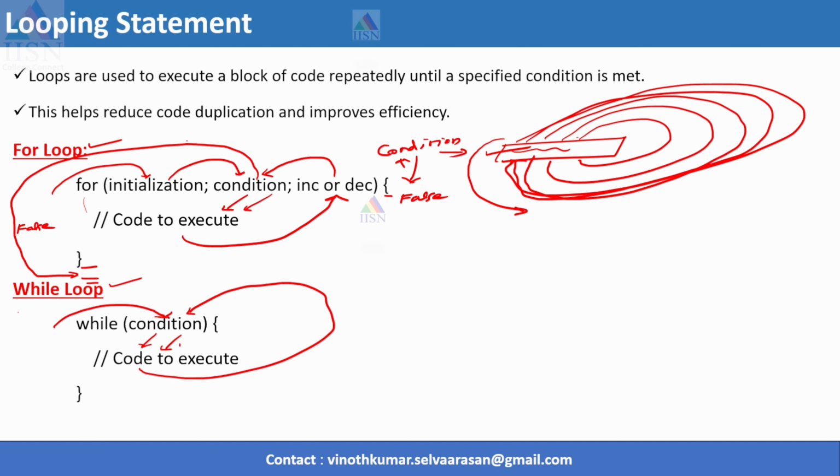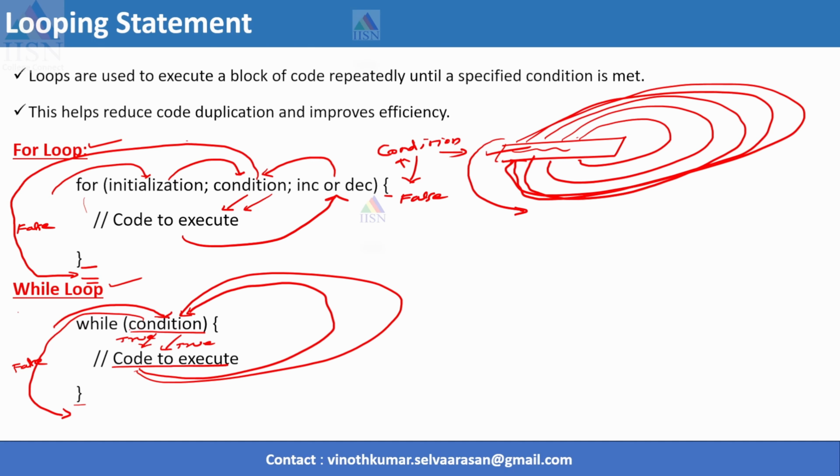If the condition is true again, it is going to get inside and execute the code inside the while loop. Again it checks the condition. Until the given condition fails, the block of code inside the while loop keeps on executing. Once the given condition fails, it exits from the loop and executes the code which is outside of the while loop. Hope you understand what a for loop and a while loop are.